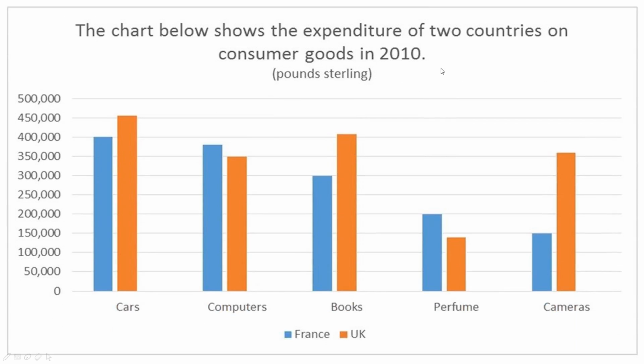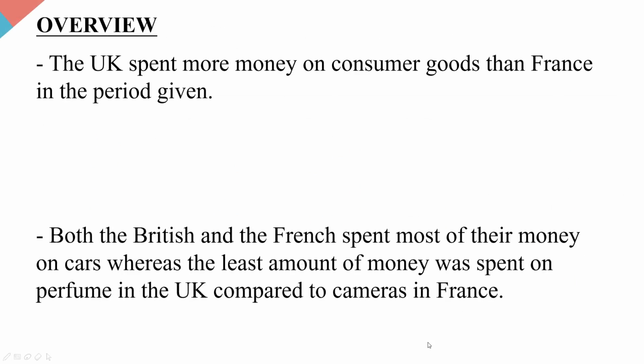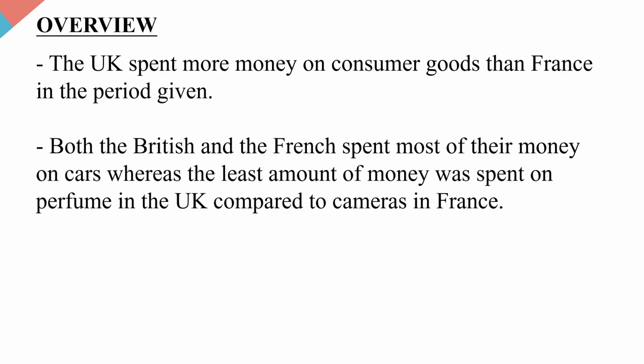Then we have the UK spending less money on perfume, while France on cameras. So we have the next sentence like this: Both the British and the French spend most of their money on cars, whereas the least amount of money was spent on perfume in the UK compared to cameras in France.